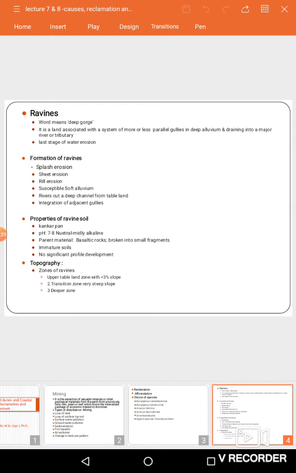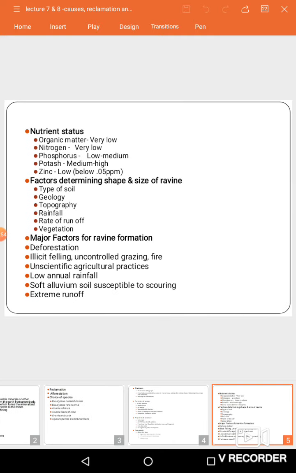The first one is the upper table land zone, which has less than 3% slope, and the very steep and steep slopes are considered as transition and deeper zones. Because of this severe erosion or loss of soil due to water, the soil has very low organic matter and nutrient status, like NPK and zinc content.